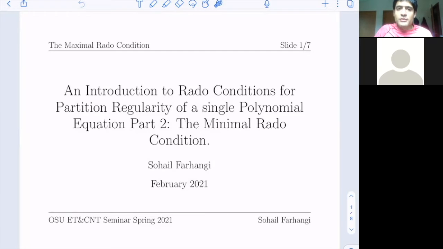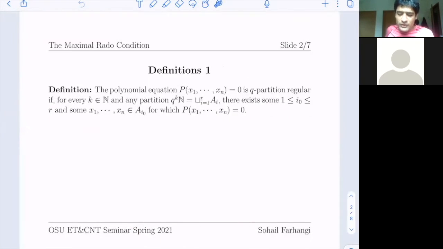So that being said, I'm just going to continue with the original plan for the last part of the talk, which is just to tell you guys the statement of the minimal Rado condition and show some examples of polynomials which do not satisfy it and are therefore not partition regular, and maybe have some more remarks and discussion about how this is all related to the original Rado theorem for systems of linear equations and so on. So let's get right into it.